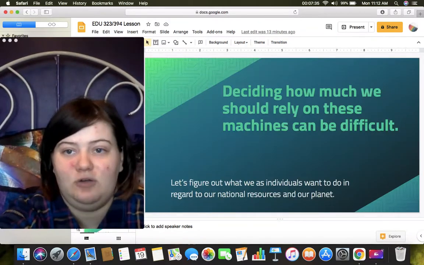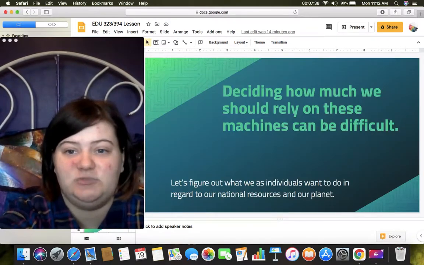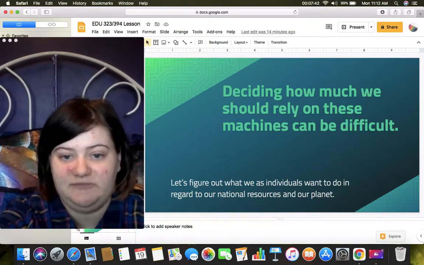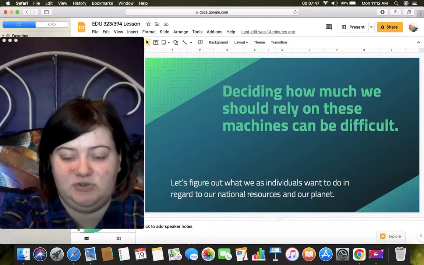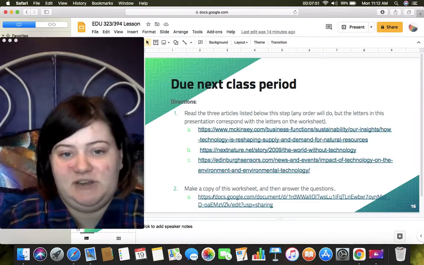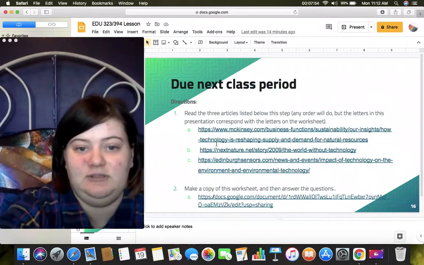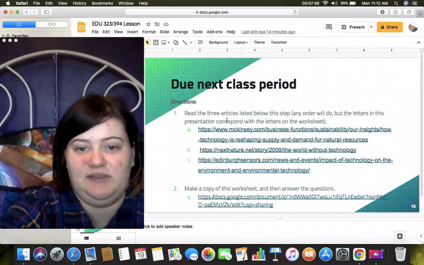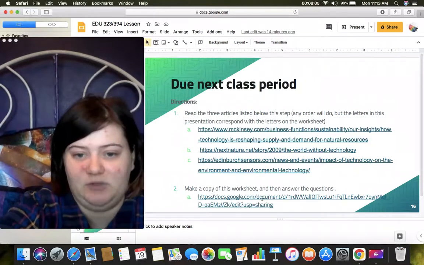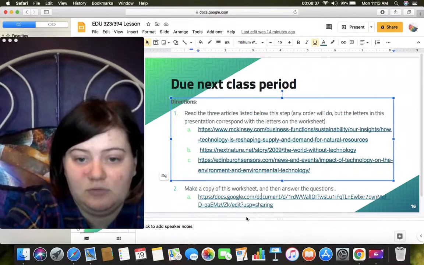Okay, so clearly, deciding how much we should rely on these machines can be quite difficult. So let's figure out what we as individuals want to do in regard to our natural resources and our planet. So, by doing that, we will be completing the worksheet. So, the first step of this worksheet is we'll be reading the 3 articles listed below this step. Any order will do, but the letters in the presentation correspond with the letters on the worksheet, which I will be opening up now.